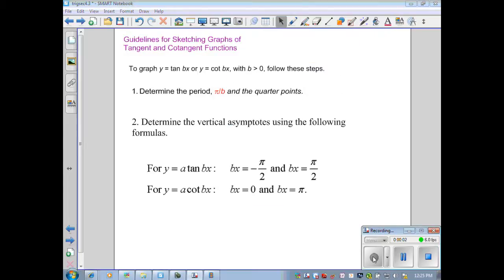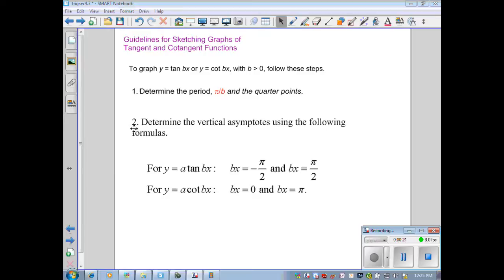The previous slides I will put on our resource page. This slide shows us the guidelines for sketching graphs of tangent and cotangent functions. To graph the function y equals tan bx or y equals cot bx with b greater than 0, we need to determine the period, which is pi over b, not 2 pi over b, and the quarter points.